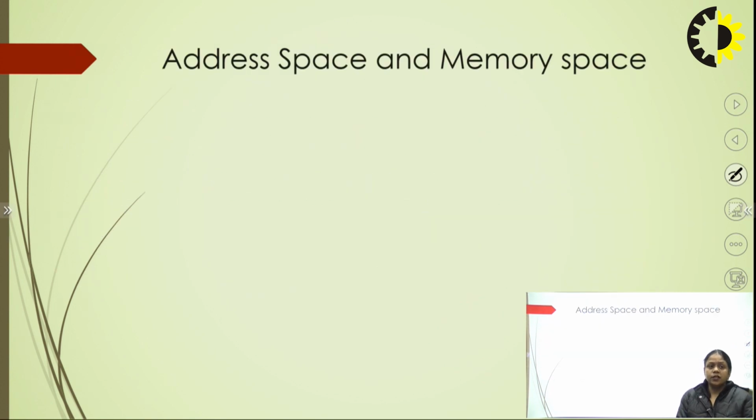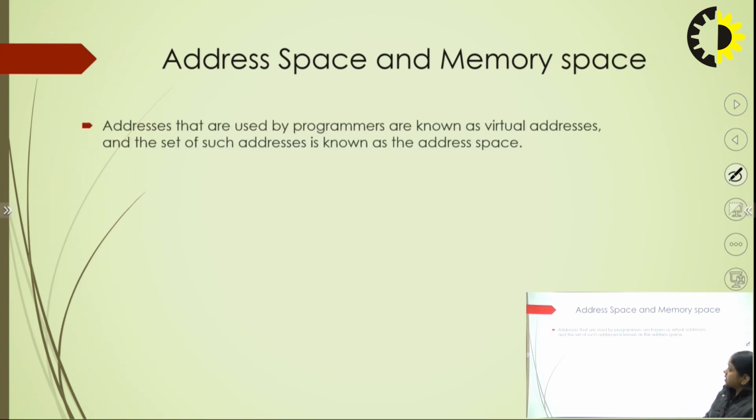Now the question is, what is the meaning of address space and memory space? Addresses that are used by the program are known as virtual addresses, and the set of such addresses is known as address space. So the address of secondary storage or auxiliary memory is known as a virtual address, and a group of these virtual addresses is known as address space.